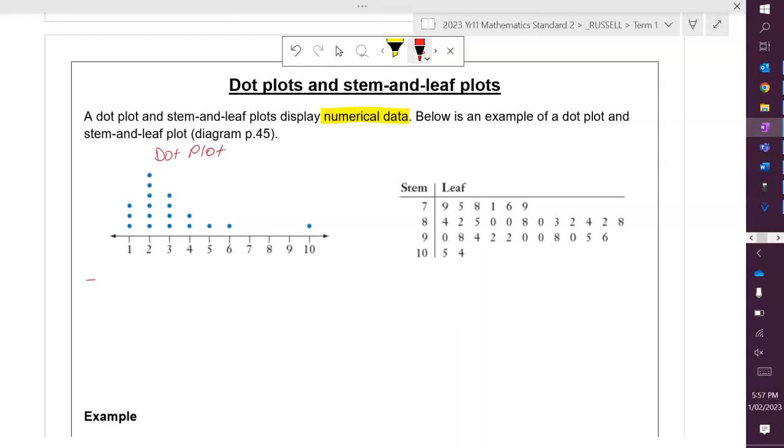a couple of things to notice. Each dot, so we use dots, obviously, it's called a dot plot, displays each score that we have in our data. And we use a number line to display this.